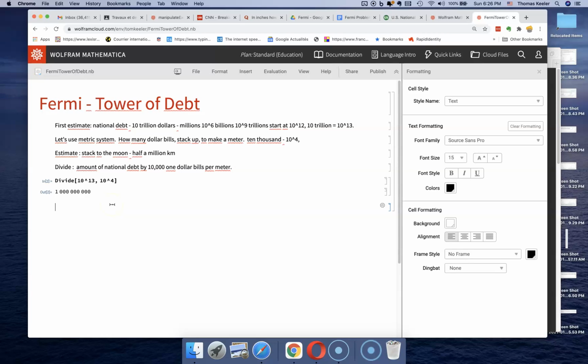So in other words, a billion meters. Okay, but we want kilometers. So we divide by 10 to the 3rd. We divide by 1,000. Okay, and what's that going to do? Just remove 3 zeros.